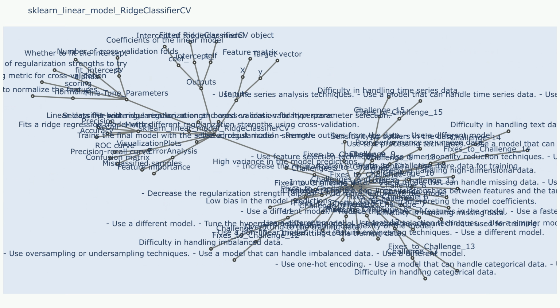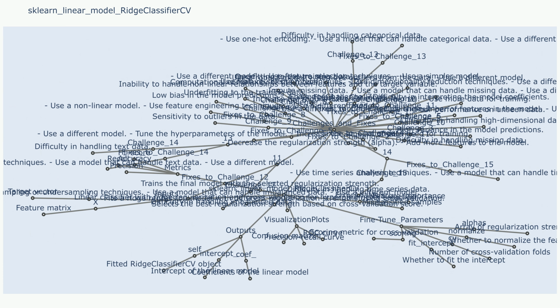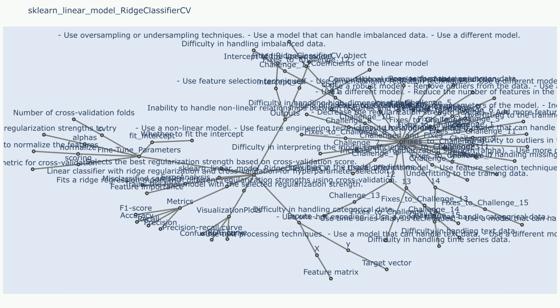Challenge 3: poorly scaled features. If features have very different scales, the ridge model might be biased towards features with larger magnitudes. Sample use case that resulted in challenge 3: one feature ranges from 0 to 100, while another feature ranges from 0 to 0.1. Fixes to challenge 3: scale the features to have similar ranges before training the ridge model. Common scaling techniques include standardization, zero mean and unit variance, or min-max scaling, values between 0 and 1.